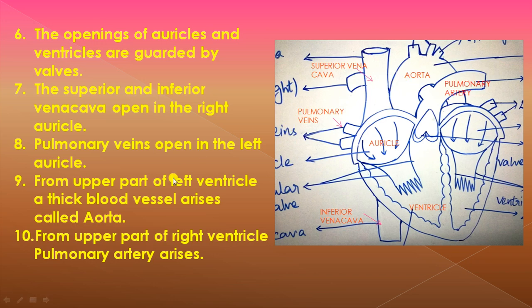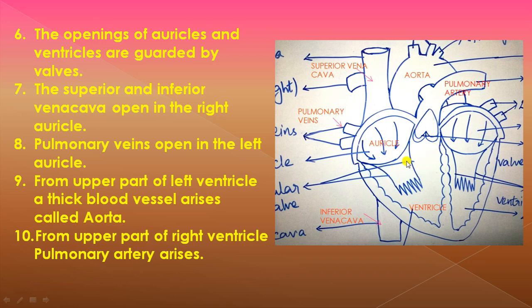Then from the upper part of the right ventricle, the pulmonary artery arises. So where is the right ventricle? This is the right ventricle. From the upper part of the right ventricle, this pulmonary artery arises. Okay, so I hope you understand.